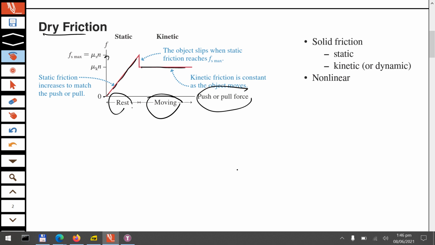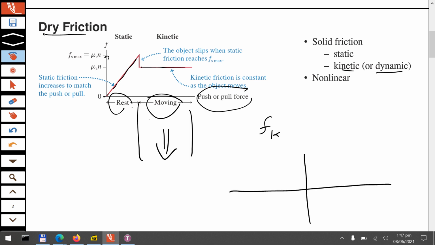Okay, so in this region you can say that the kinetic friction, or dynamic friction, whichever you call it, if you plot it against velocity, you will have this constant plot. We need to distinguish between positive and negative because it will always be opposing velocity.